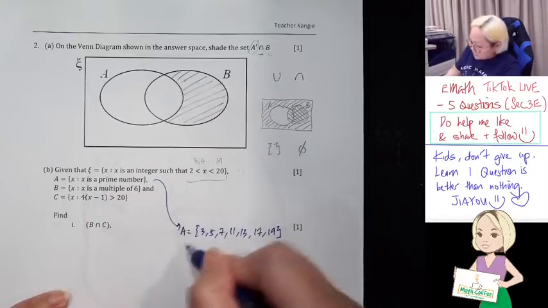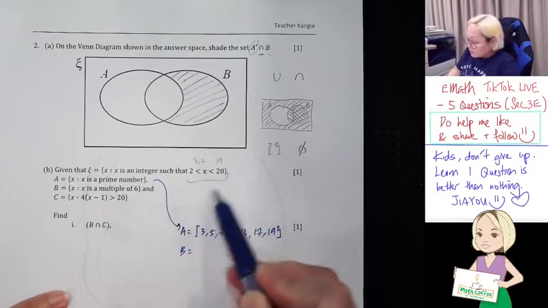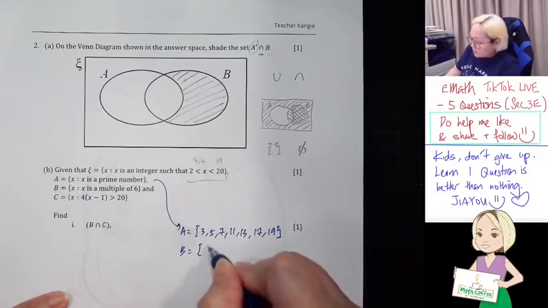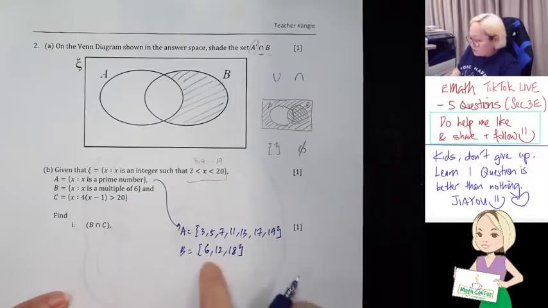Next, B. B is multiple of 6. Again, from all these numbers, what are the multiples of 6? It will be 6, 12, and 18. So there's only 3 elements in set B. Understand?